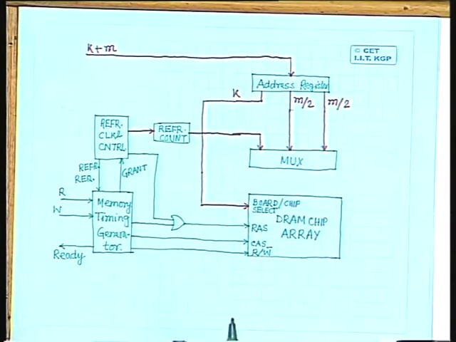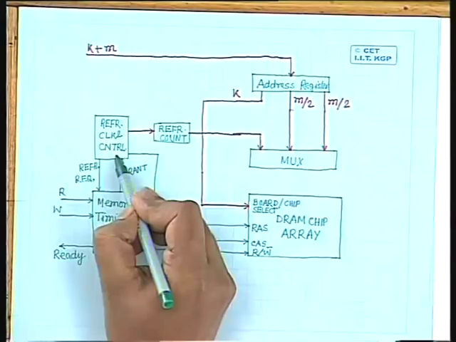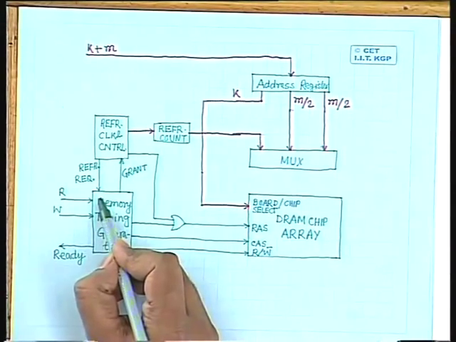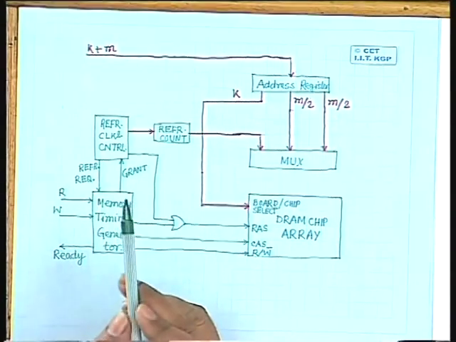Sir, in which case does the memory timing generator deny the permission for refreshing? If some read operation or some write operation is going on, and at the same time the refresh control unit puts the request for refresh. But then refreshing is also necessary, because in the meantime it may happen that the read and write operation means a refresh will automatically be done.